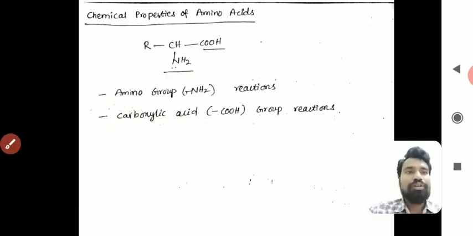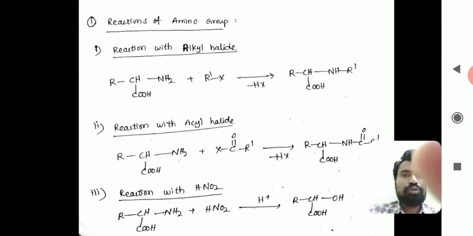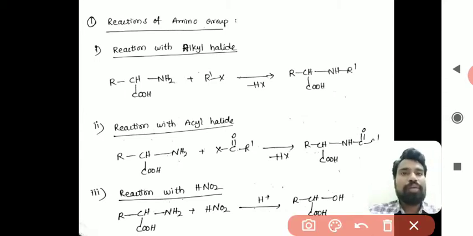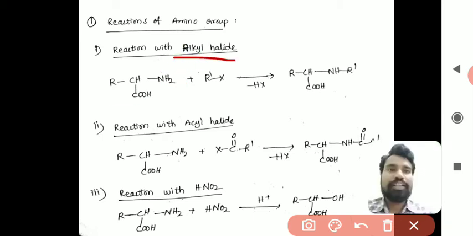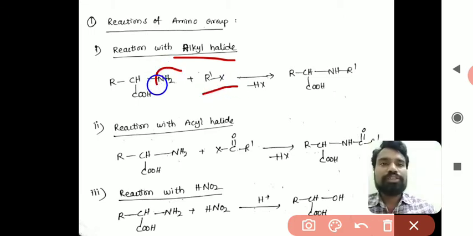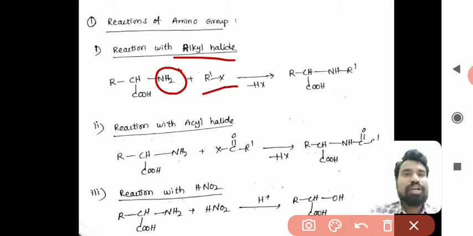So first we'll discuss the amino group reactions. So here the amine group, that is RCH(COOH)NH2, the amine group is there. This amine group in the amino acid behaves similar to a simple common amine, right? So the first reaction is reaction with alkyl halide, that is RX. So this amino group NH2 will react with alkyl halide, right?